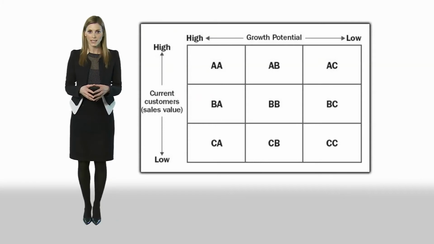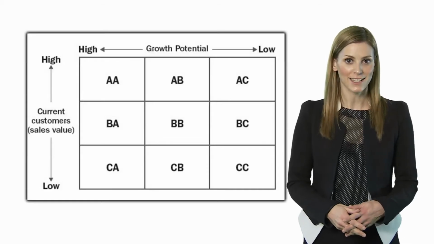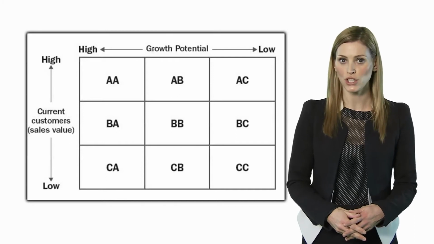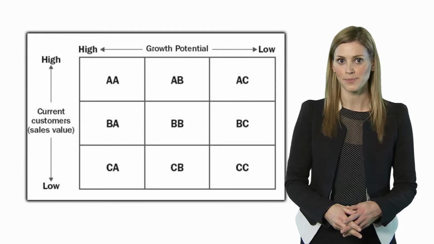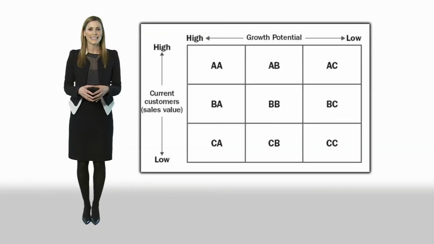Together with AA customers, they bring in the most sales. BA and CA customers are those with growth potential. They could be important, so monitor their sales. Customers in BB, CB and BC are less promising. Keep an eye on these as they may move up and become more valuable to you, or may just be costing you time, effort and money.